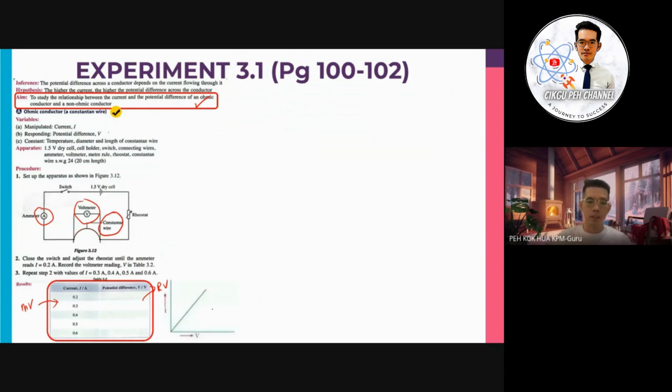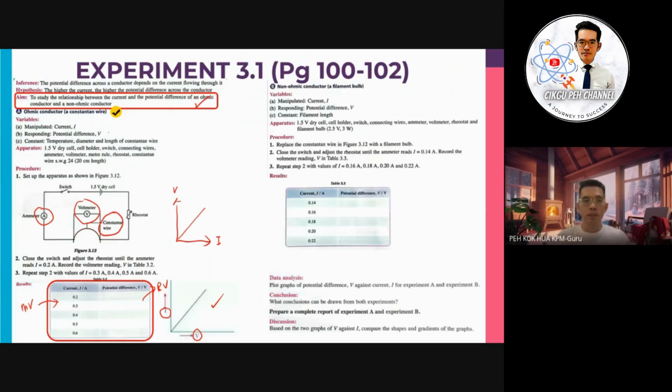Okay, so the graph we get will be, you can see here, I against V, or normally we draw it as V against I. We may get a straight line passing through the origin. Okay, so the second experiment will be on the non-ohmic conductor.